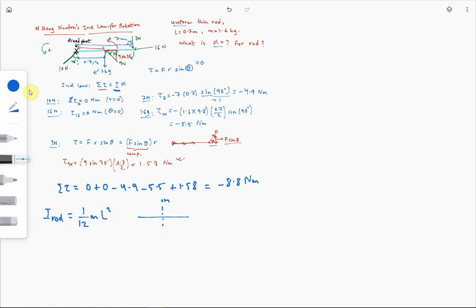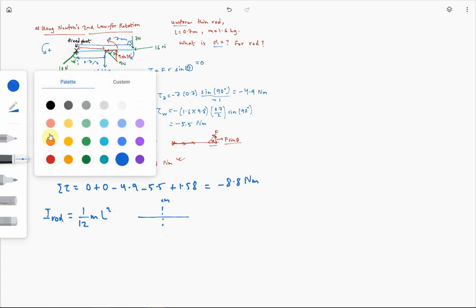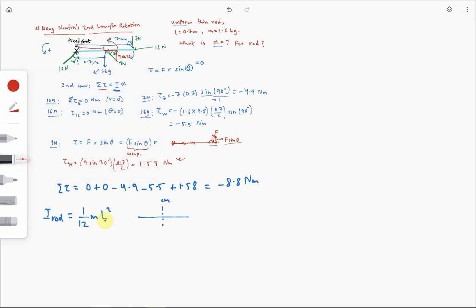However, our rotation axis is not the center of mass, rather it's at one end of the rod. So we would need to use parallel axis theorem to find our moment of inertia about that fixed axis. So this is our axis x, right? And we need to use parallel axis theorem, which states that I about that axis x that we are choosing is equal to the center of mass I, meaning moment of inertia, plus m, the mass of the beam or the rod, times the distance between the two axes squared.